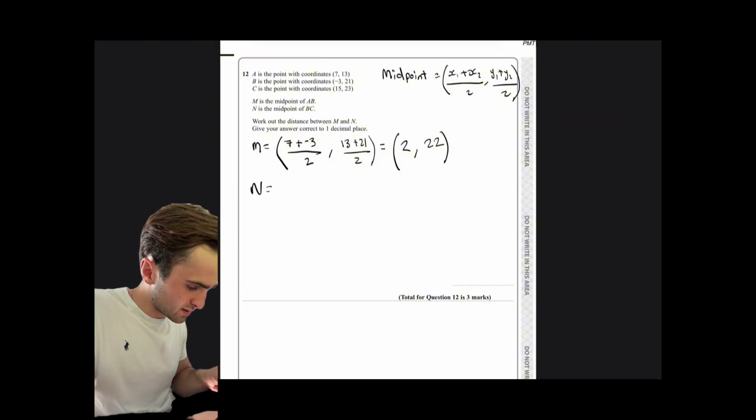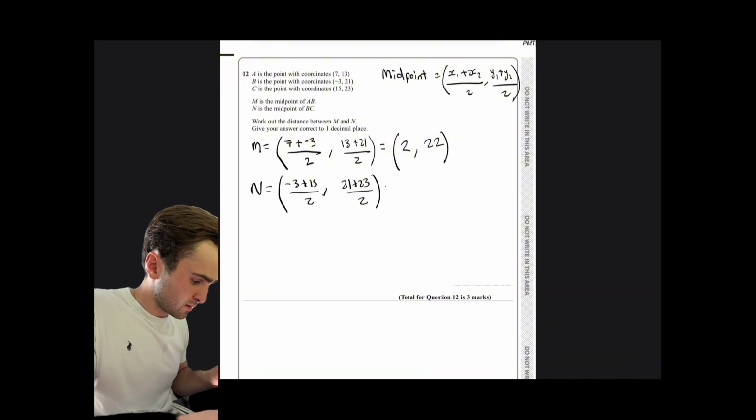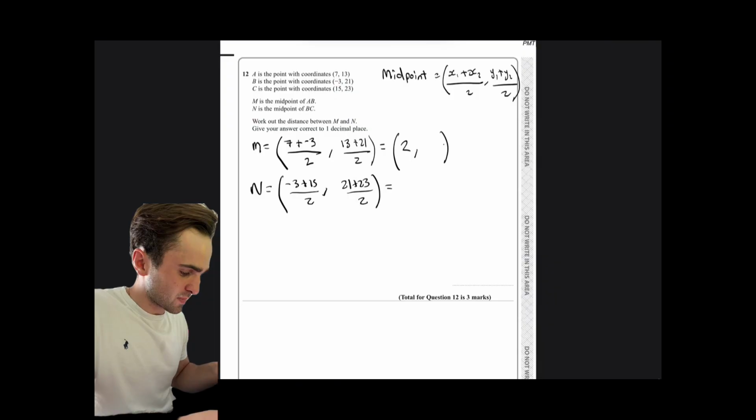N is the midpoint of BC. So this is -3 plus 15 over 2. This is 21 plus 23 over 2. Sorry, the top one, I did the maths wrong. 13 plus 21 is 34, right? So it's 17.